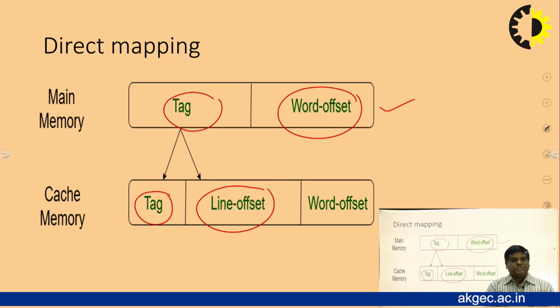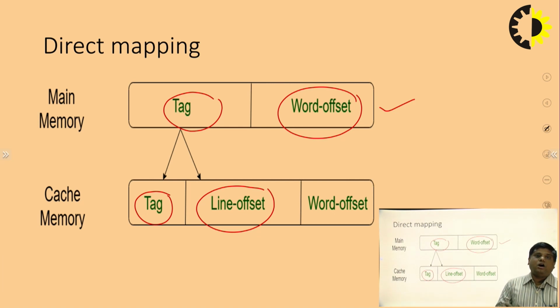What is the tag offset? The tag offset is the number of blocks available in the cache memory. And what is the line offset? In each block, how many words can be accommodated? This is the line offset. This is also known as the index of the cache. And what is the word offset? The word offset is the same in the main memory and cache memory.